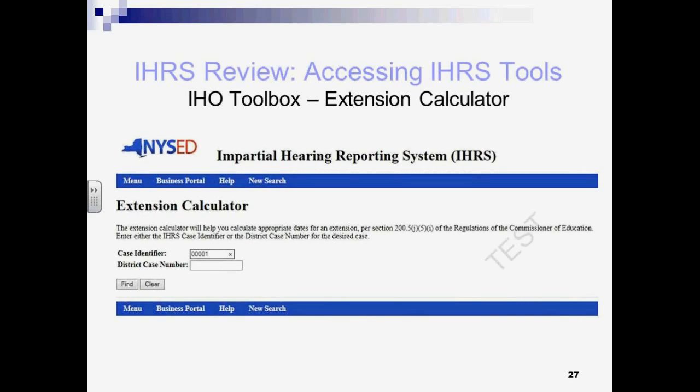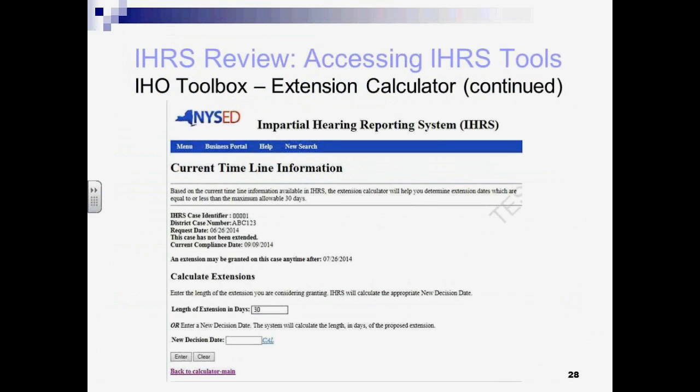As mentioned earlier, the IHO toolbox also includes an extension calculator. Clicking on Extension Calculator from the IHRS main menu will return a simple query asking for either the IHRS case ID or the district case number or New York City number. Then click Find.